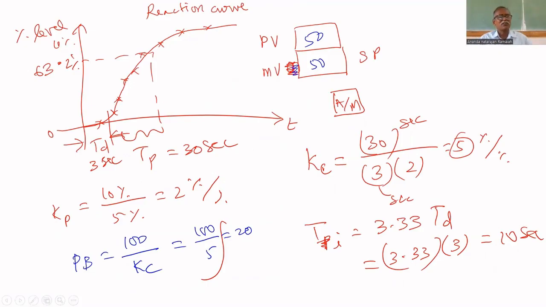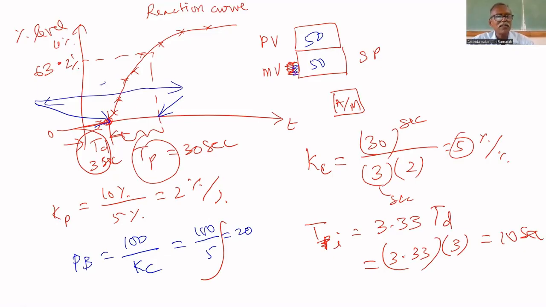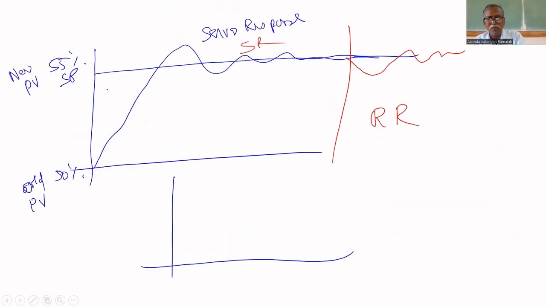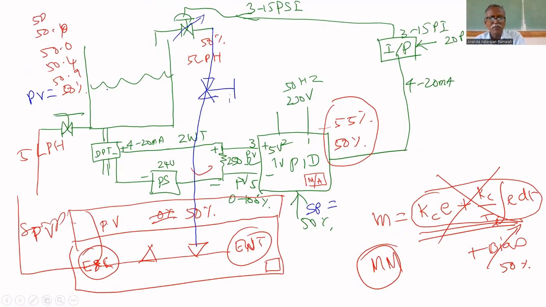So you got the reaction curve. From the reaction curve, you know how to obtain TD, dead time. You know how to obtain TP. Time taken from this point to this point. Here the dead time is over. Here it reaches 63.2%. That's why this time is TP. KP, you know how to find it: change in level divided by change in controller output. You got KP, TP, TD. So put in the formula and find the tuning parameters.